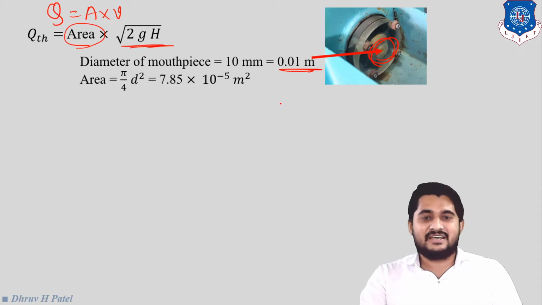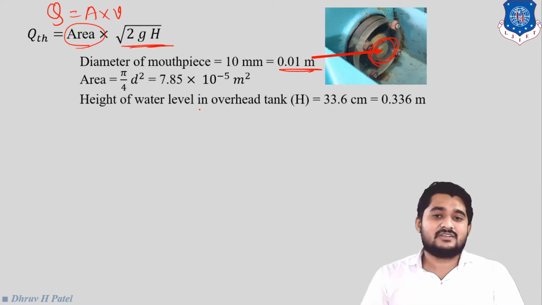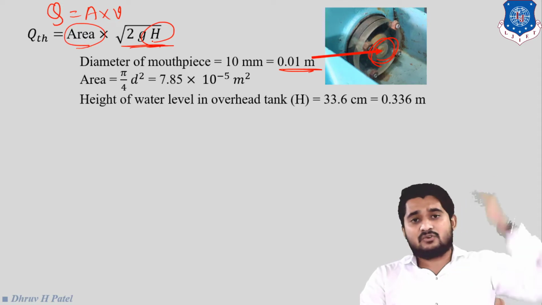So obviously the area is pi by 4 d square, so 7.85 into 10 raised to minus 5 meter square, right? Under root 2g, so g is obviously 9.81. And the height of the water level in the overhead tank. So what will be the H? So remember this, we have one overhead tank, right?